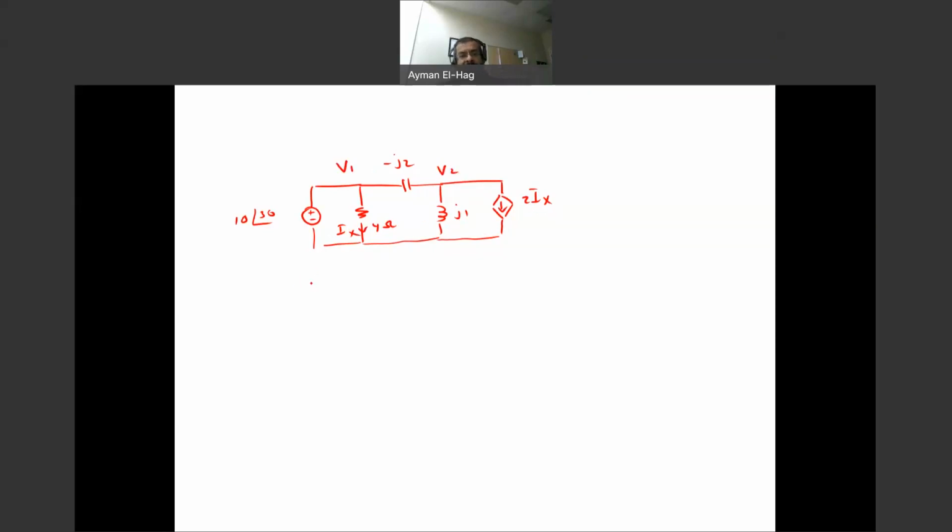The question says you need to find V1 and V2. So this is your reference here. This is V equal to 0, to make things easier for you. So basically you have this node and this node. You need to apply nodal analysis. Nodal is straightforward, this is the way you should go. You need to find for me V1 and V2 using nodal analysis or any other method, but this is the best way to solve the question.